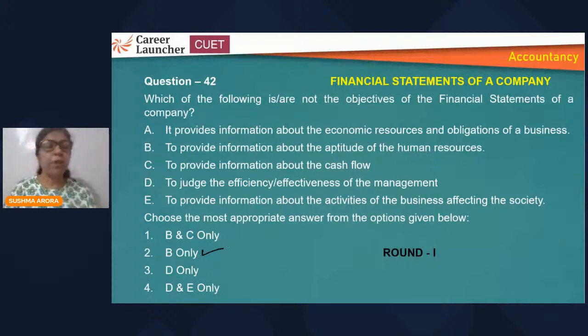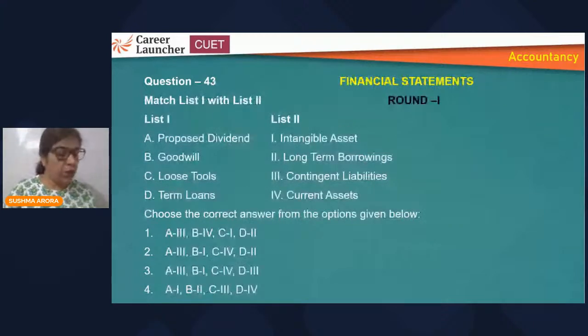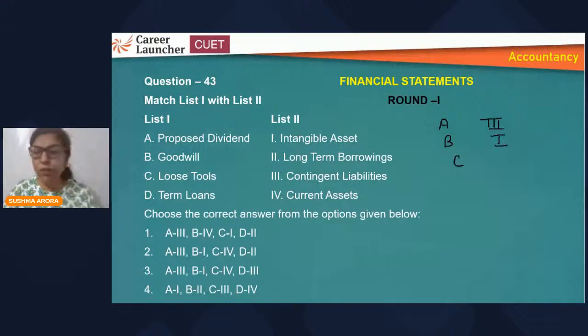Now see, 43 question. This type of question you have to practice this way, which I am telling you. Say, proposed dividend A will be third. B, goodwill is an intangible asset, everyone knows it. C, loose tools are part of current asset, good. And term loans are long-term borrowings. So according to it, our option B, or we can say second, is correct. So this way, you have to do the question of match the following.